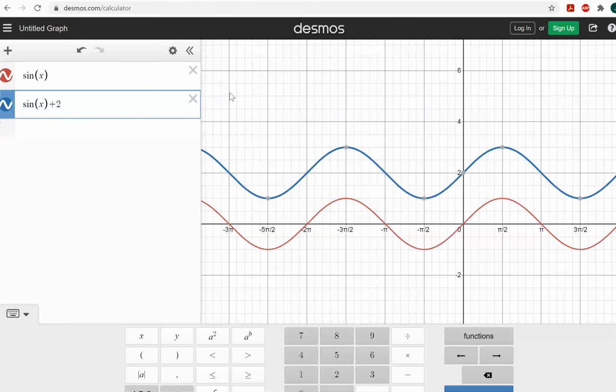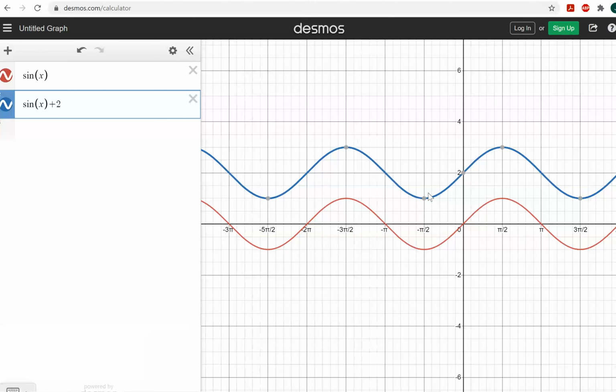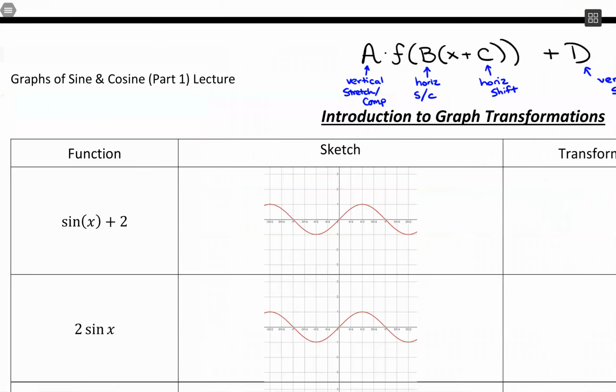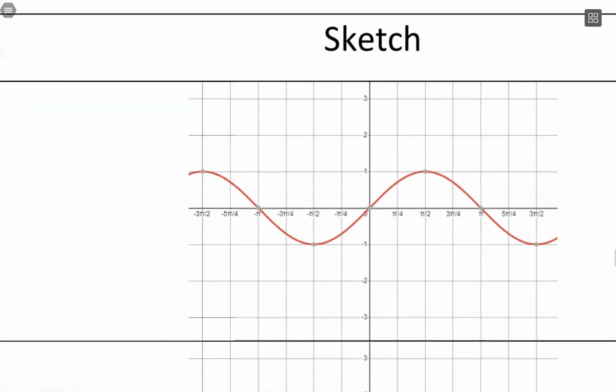So adding something to the outside of our function should be making that vertical shift, and it can be a vertical shift up or down. As you can see here, what this did is it picked up our red graph and bumped it up 2 spots. So where I had 0, 0 before, now we have 0, 2. Where I had my pi over 2, 1, now it's pi over 2, 3. So all of our y values, our outputs, got bumped up 2 spots. Everything moved up 2 spots.